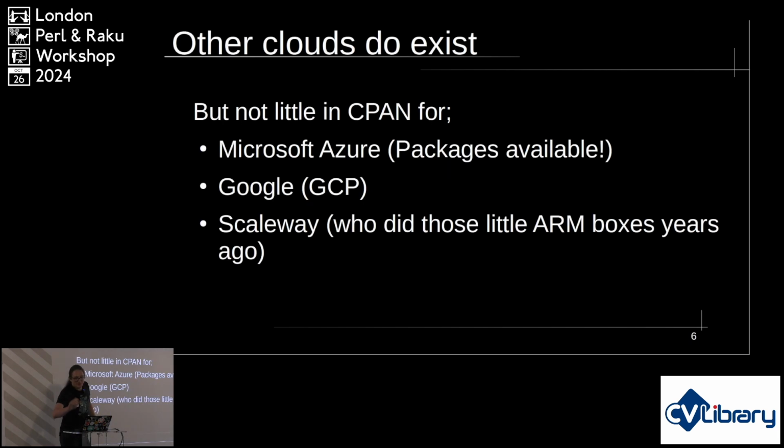So moving onwards, other clouds do exist, but there's not much in CPAN yet. I would like that to change. I'm not sure if I change myself, but there is some Azure support in CPAN. I could not find any GCP support, and of course there is Scaleway, who did those nice little iron boxes, and they have a very nice thing which could in principle be used by Perl, but not yet.